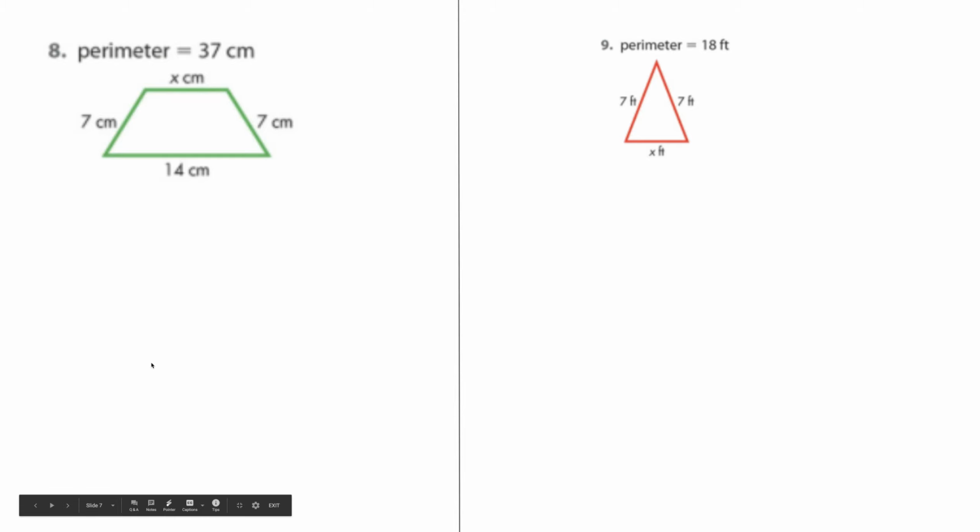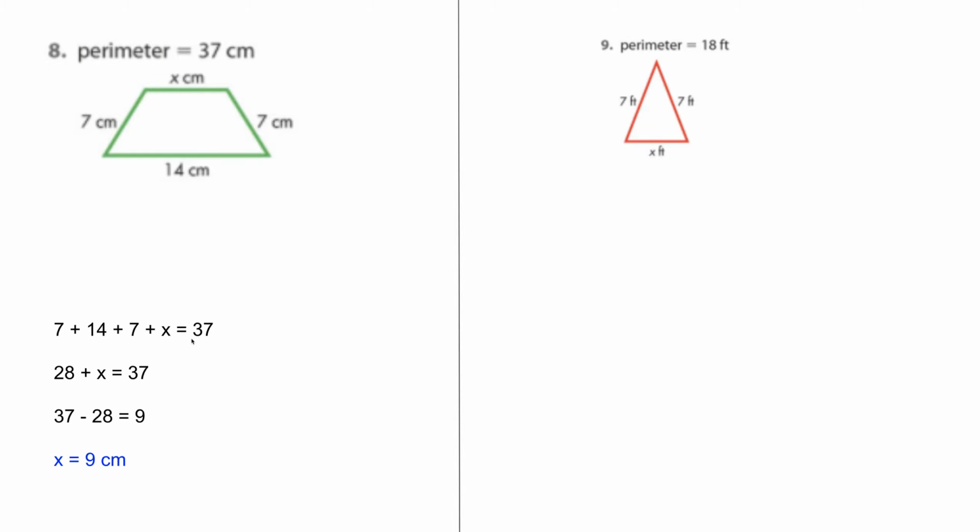Let's try another one. For this shape, the perimeter is 37. So we need to find the unknown side. So take a minute, jot down on your paper. When I add up the sides, I have 7 plus 14 plus 7 plus x equals 37, which is the whole perimeter. So I add up what I have is 28 plus x equals 37, and then I subtract, and the unknown side should be 9 centimeters.